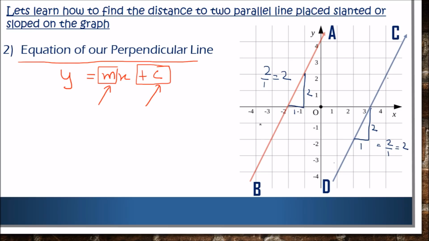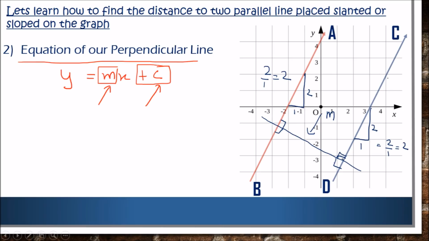Now let's draw a perpendicular line which will intersect line AB and line CD. Keep in mind, this line is not to scale. This is just a random line drawn to explain. So what is the slope of this line which is perpendicular to lines AB and CD? Why? Because this line is cutting AB and CD at a 90-degree angle.